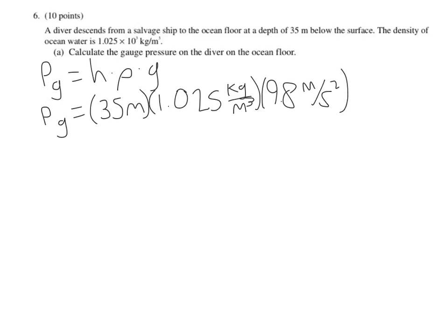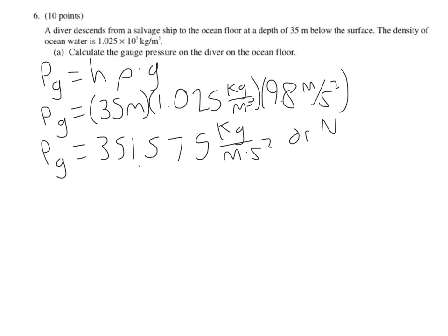Multiply that all out, and we get our gauge pressure to be 351,575 kilograms per meter per second squared, or newtons per meter squared. So that will bring our final gauge pressure to be 3.5 times 10 to the fifth newtons per meter squared, or more commonly pascals.